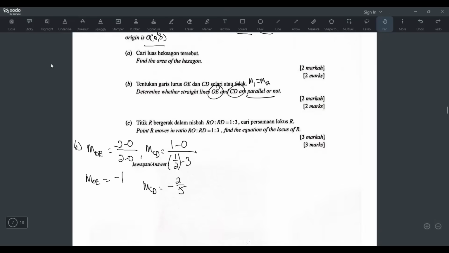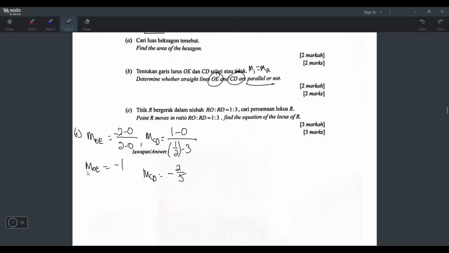So we need to answer the question now. Determine whether they are parallel or not. So the answer is no. Write the reason also lah. Since gradient of OE is not equal to gradient of CD as shown in the working here, therefore, the straight lines OE and CD are not parallel. Dia tak selari lah, not parallel, because they have different gradients. Okay, so now I'm done with this.